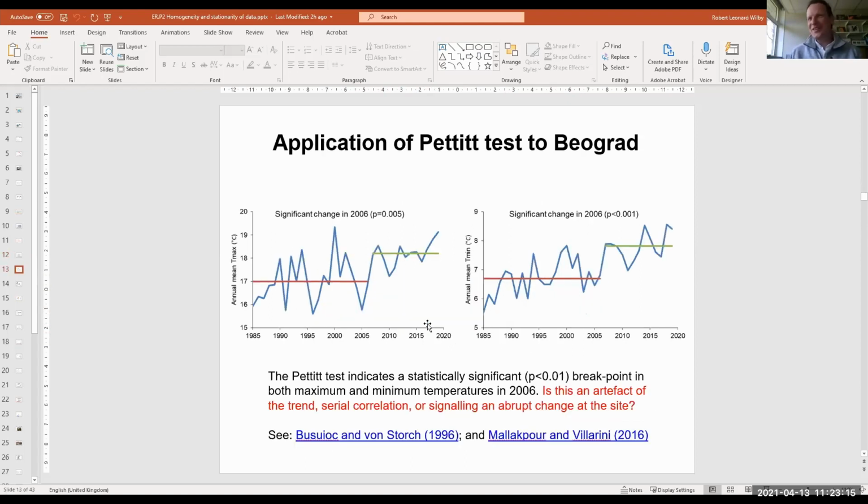Now, I was curious to see how Pettitt might apply to Belgrade, and so I took the information that's in the public domain from the global summary of the day and looked at how maximum temperatures and minimum temperatures have changed through time. The data I could find only begins in the 1980s, so you can see quite a lot of variation. Obviously, a very clear warming trend in both the annual maximum and the annual minimum. So things are definitely getting much warmer in Belgrade than they were 30, 40 years ago.